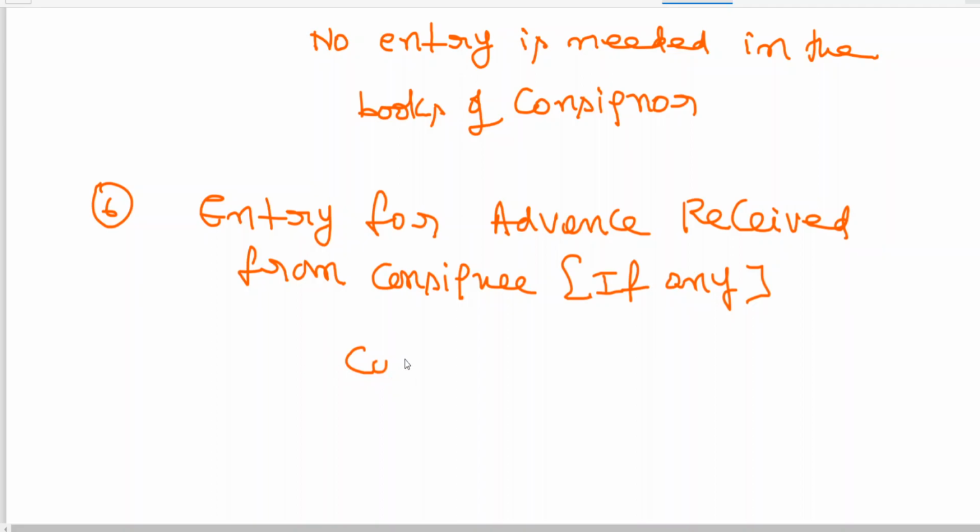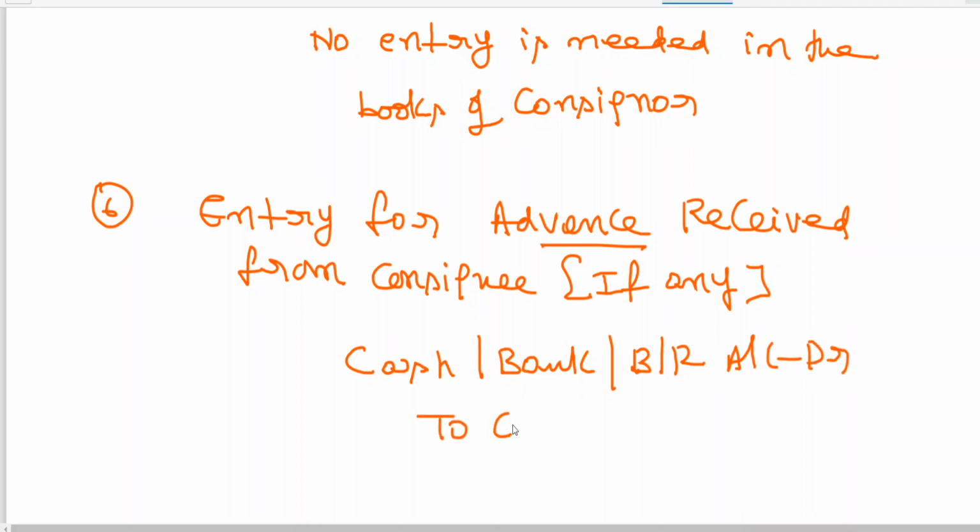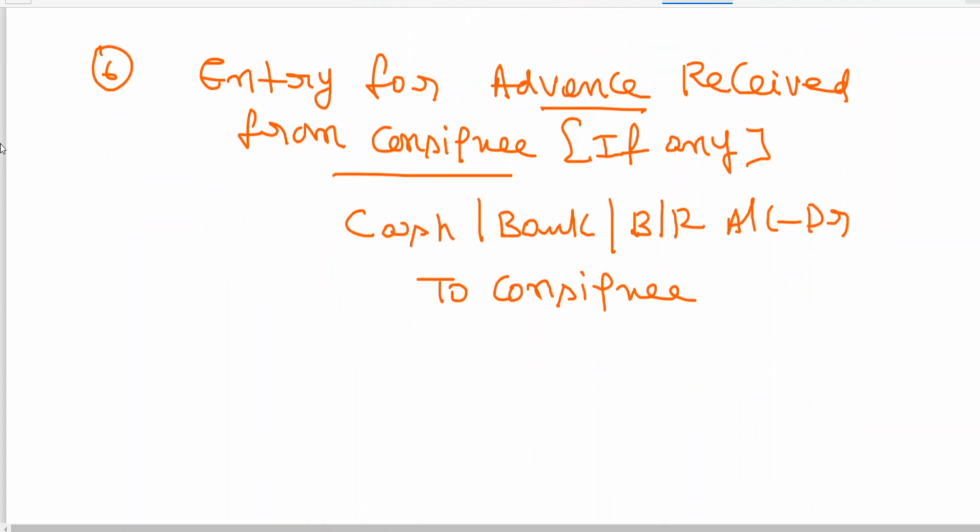You can receive cash, or you can receive check, or you can receive bills of exchange. Advance can be three ways: cash, bank, or bills receivable account at R. Who is the giver? Consignee. Entry for advance received from consignee: cash or bank or bills receivable to consignee. Seventh entry. These two are very rarely, that is why I am writing using red ink to highlight this point.